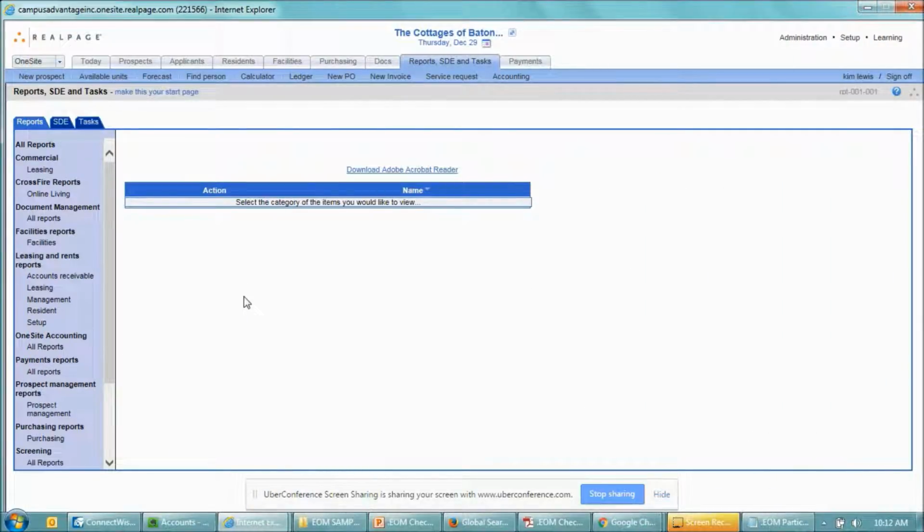I'm going to use the Cottages of Baton Rouge. They're not on the phone, so they can't argue.